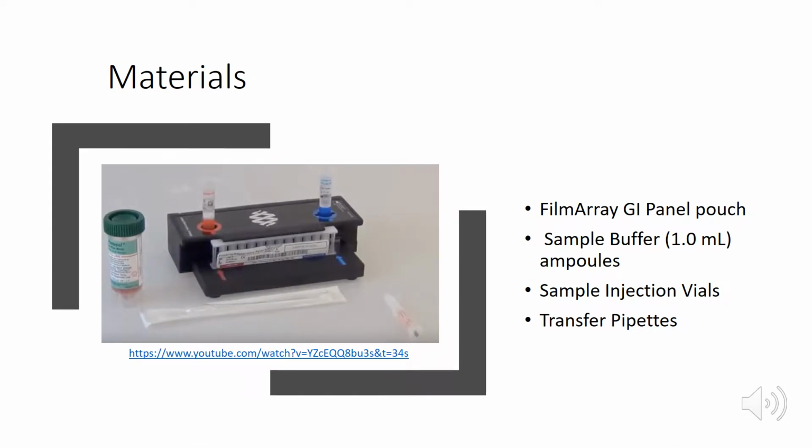The materials needed for preparing the sample include the FilmArray GI panel pouch, the sample buffer ampules, the sample injection vials, and the transfer pipettes. All of these items should already be included in the GI panel kit.